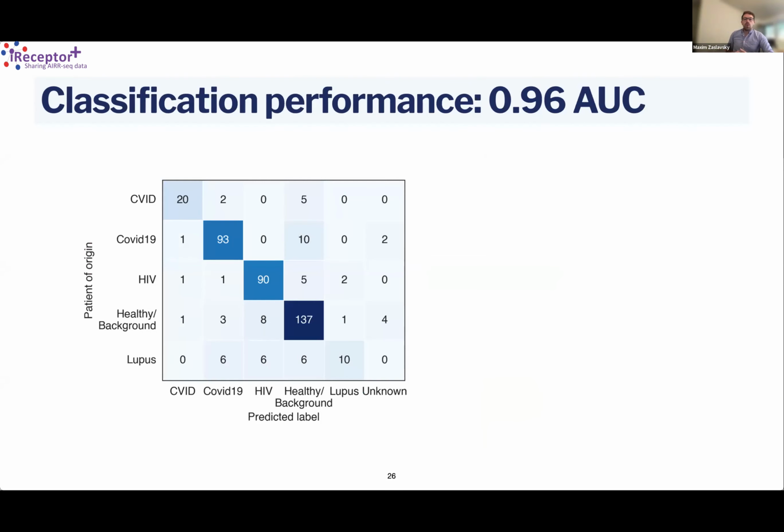In our proof of concept, we can distinguish COVID-19, HIV, lupus, common variable immunodeficiency, which I'll refer to as CVID, and healthy states. And this is all done simultaneously, meaning we screen each sample at the same time for multiple acute and chronic infections, as well as autoimmune and immunodeficiency disorders. This approach scores 0.96 AUC in a cross-validation test on our dataset. And AUC here is a commonly used metric of classification performance.